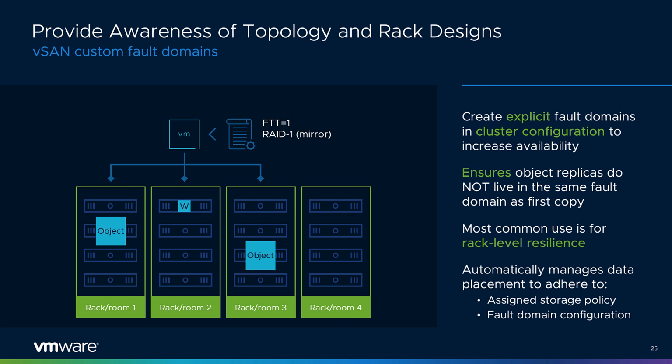The most common way fault domains are employed is by creating fault domains that represent a rack in a data center, as illustrated here. The vSAN data would be distributed across multiple fault domains so that in the event of a total rack failure, no system would be compromised.